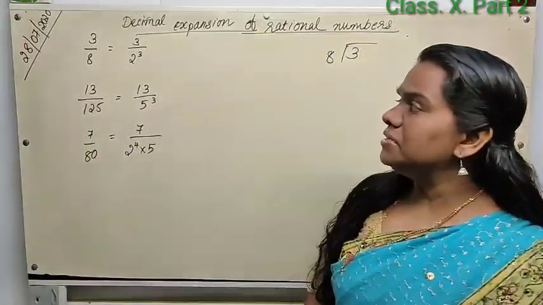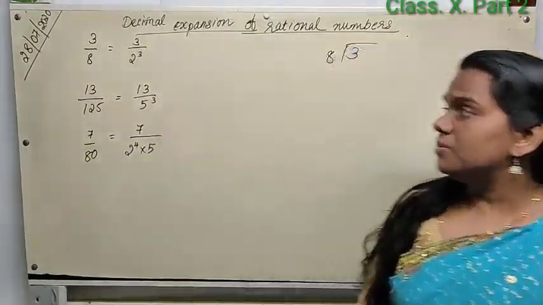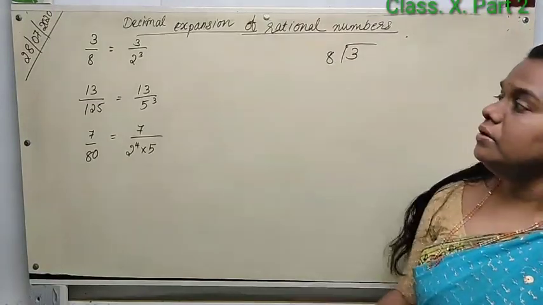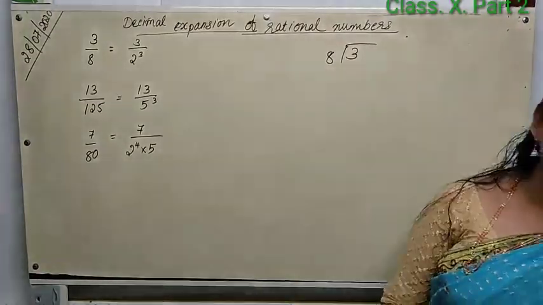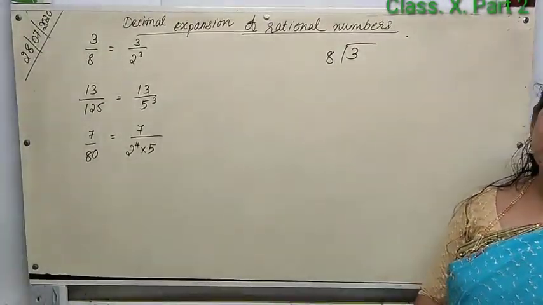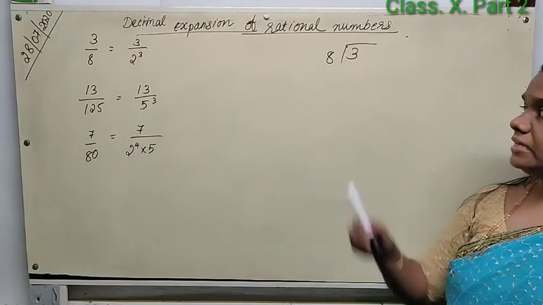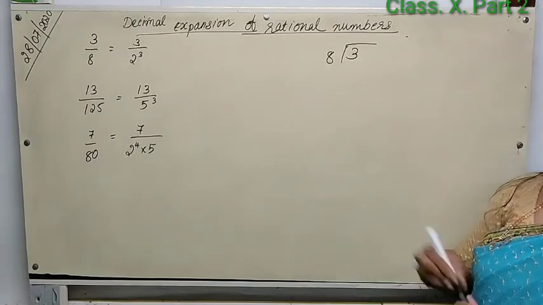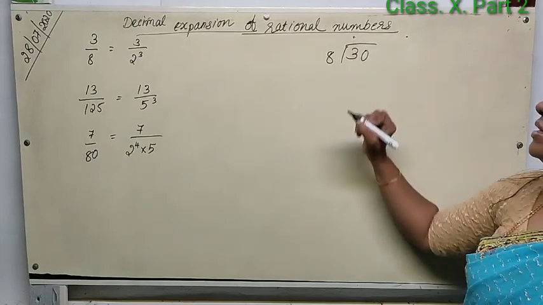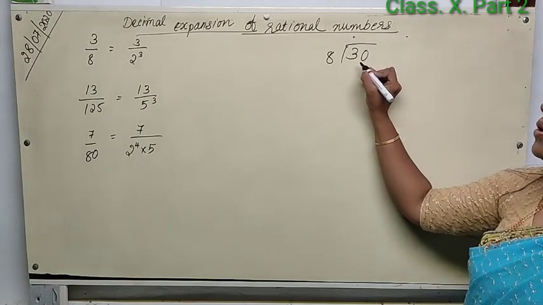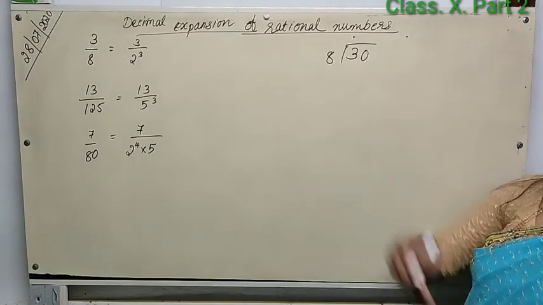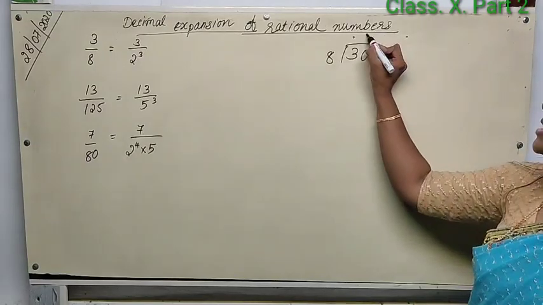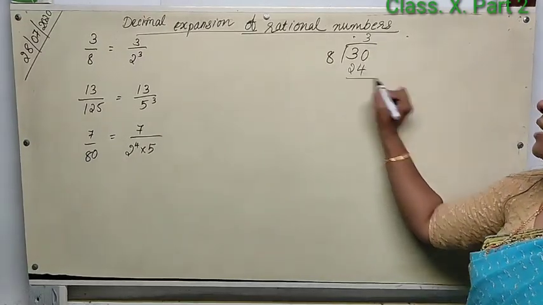Okay, now let's see the decimal expansion. Divide 3 by 8. In smaller classes we studied it like that. 3 divided by 8: put a 0 and we get 30. In 30, how many times can 8 go? 3 times, then 24, and the remainder is 6.